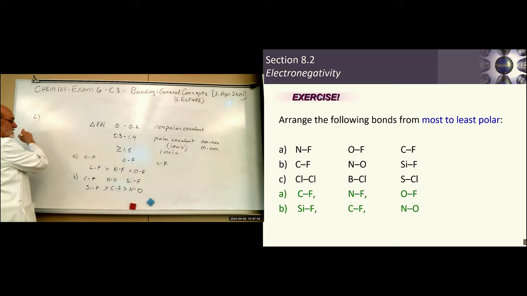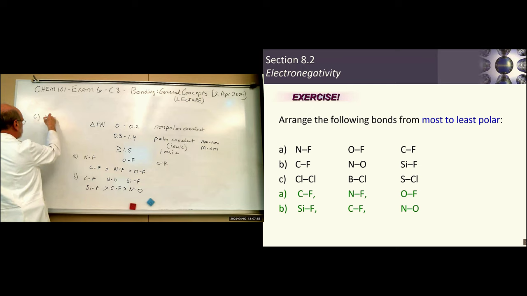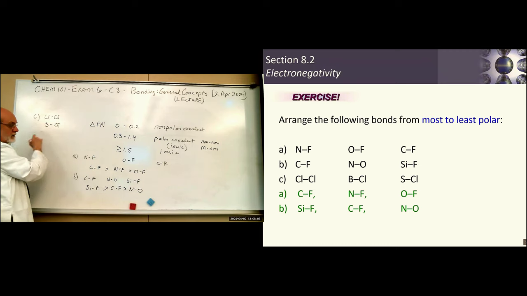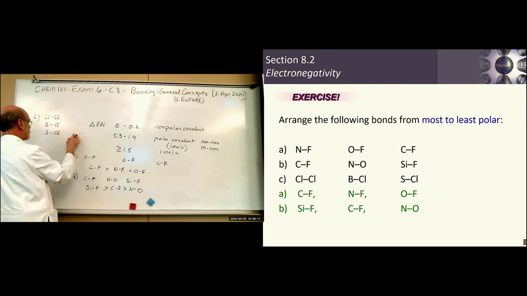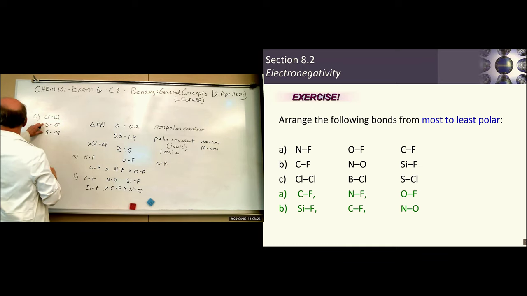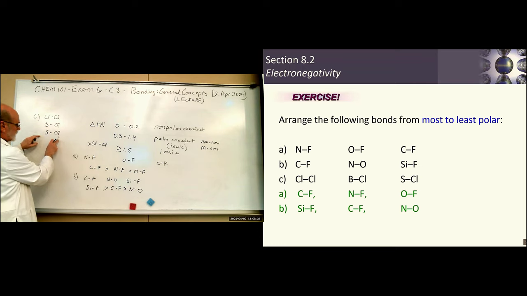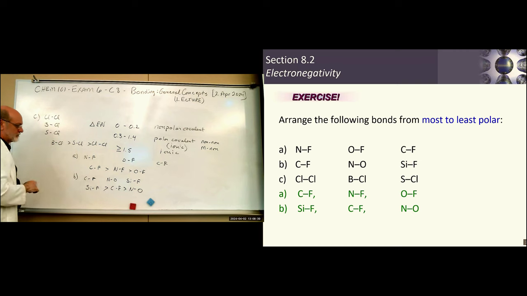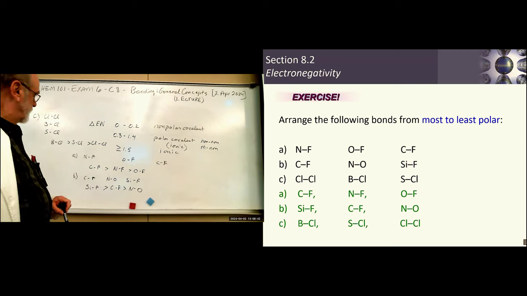Now, how about C? What do we have to go on here? Chlorine and chlorine. And then we have boron and chlorine. And sulfur and chlorine. Okay. This is definitely going to be the minimum. It's going to have a difference in electronegativity of zero. So chlorine and chlorine ought to be here. And then we have to say boron and sulfur. How about those? Boron to chlorine versus sulfur to chlorine. Sulfur to chlorine they're very close to one another. So I would put those there, and then boron to chlorine would be here. Be the greatest. Okay.